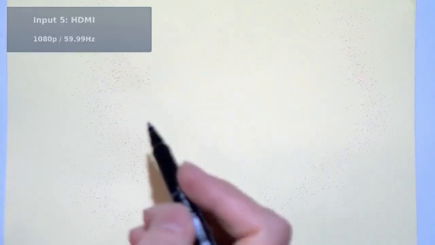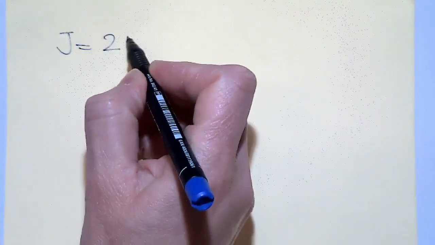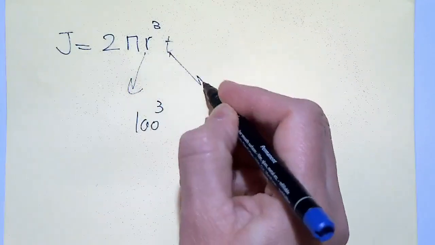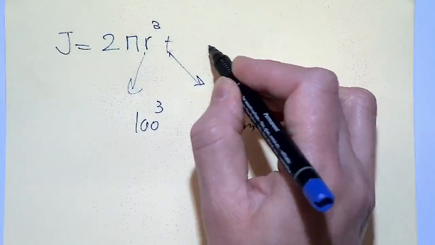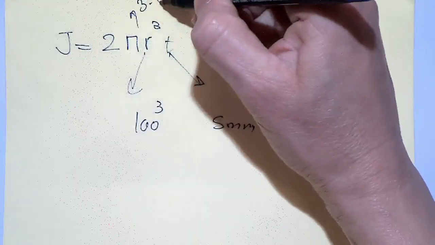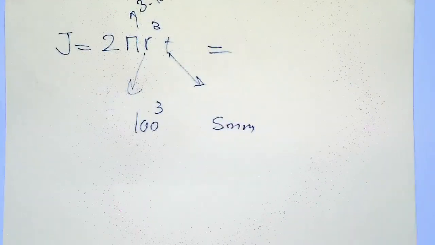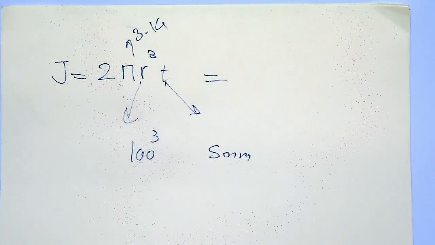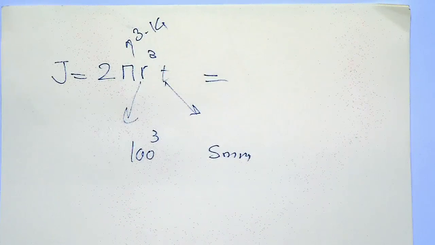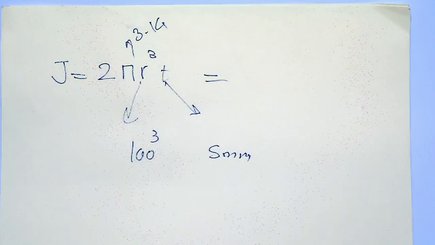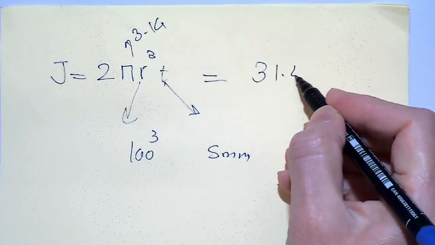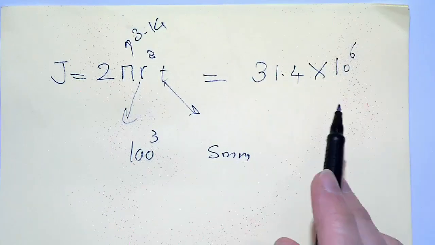Okay. So we've got J equal to 2 pi r cubed t. R is equal to 100 millimeters to the power of 3. T is equal to 5 millimeters. Could you tell me what you get out of this? This is 3.14. Well, how much do you get? I got 31.4. 31.4 times 10 to the power of 6. Okay, this is what I showed you in the lecture.